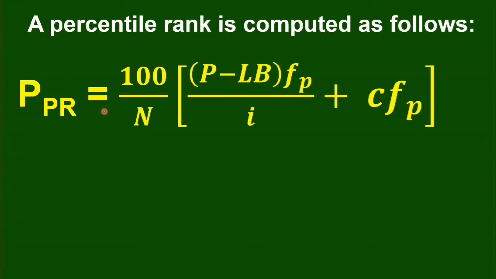Again, percentile rank equals 100 divided by the total frequency times the quantity raw score minus the lower boundary of the class containing the raw score times the frequency of the class containing the raw score all over the size of the class interval plus the cumulative frequency before the class containing the raw score.